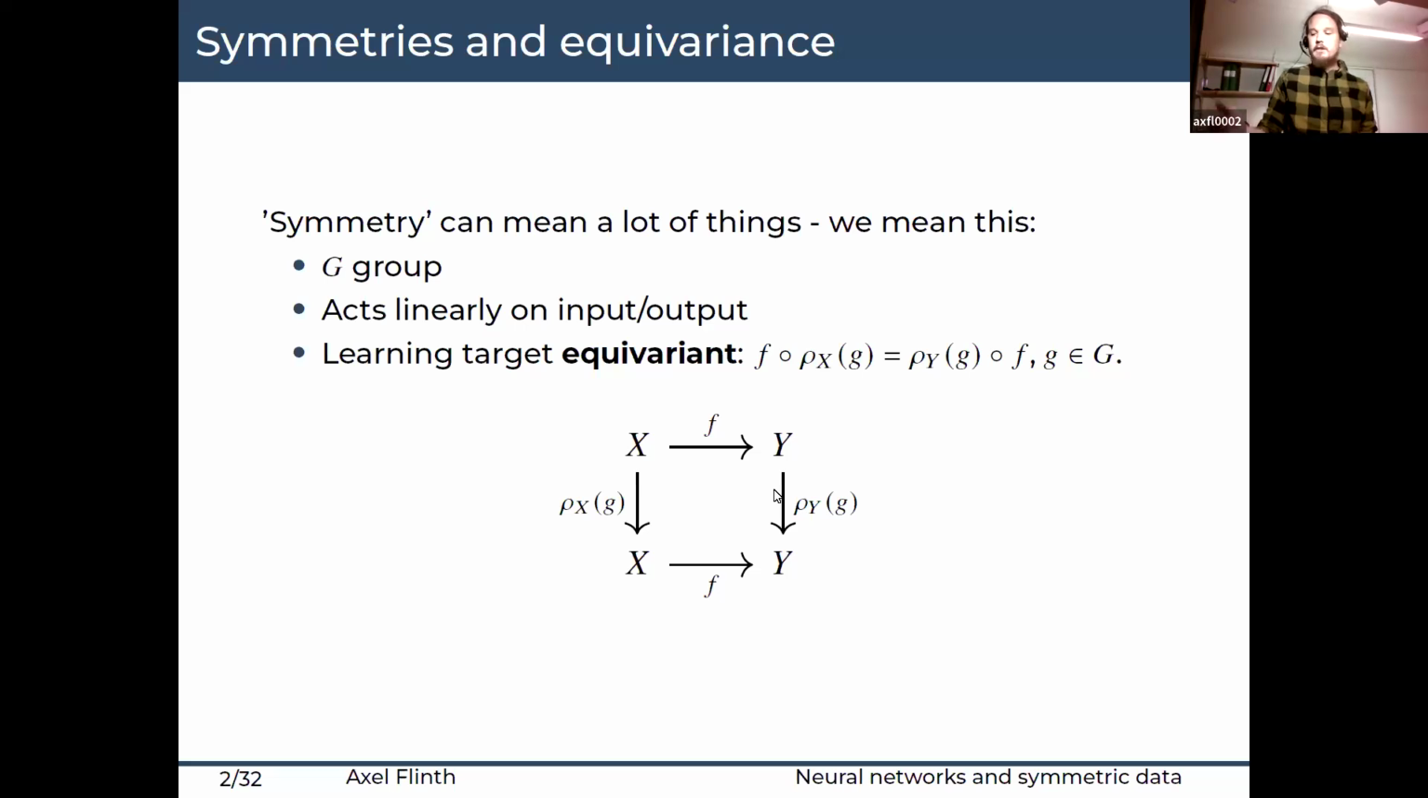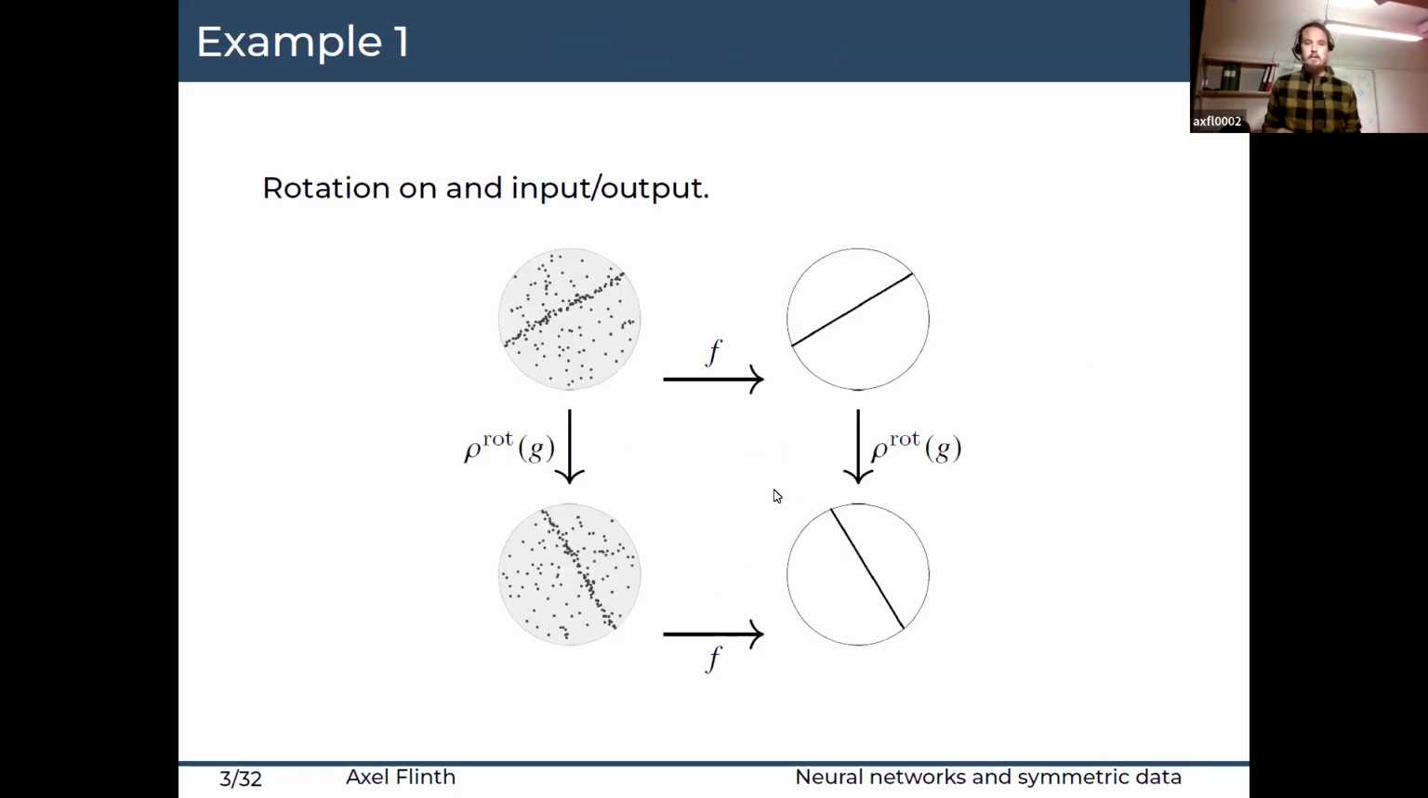One example would be the following learning task. Imagine that our input data are point clouds, and the task is to detect and find the apparent line in the point cloud. Then, of course, rotating my point cloud means that I should also rotate the line that I'm predicting. So this diagram commutes. I have equivariance. And here we have the same representation on the input and the output space. One can also, and it is important to also look at cases where the representations are not the same.